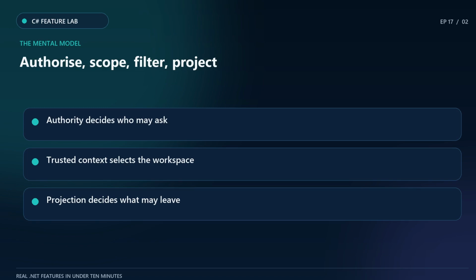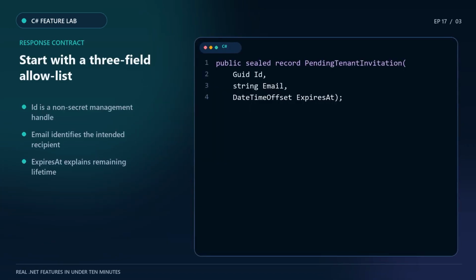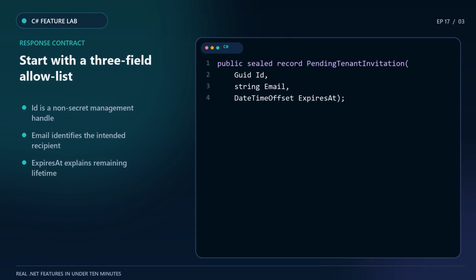A perfect response record does not save a query that loaded another tenant first. A tenant predicate does not save an endpoint that serializes code hashes and internal audit state. Security comes from the whole path: current owner, selected workspace, live pending state, and a small allow list. Design the public shape before writing the database query.